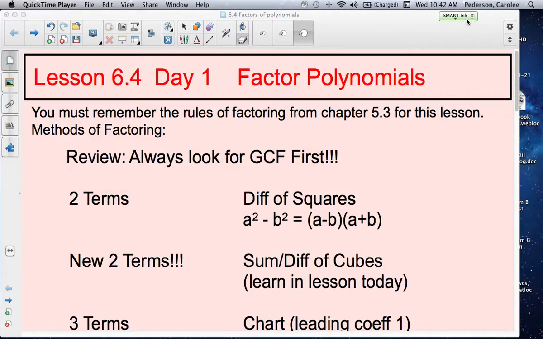This is 6.4 day 1, factoring polynomials. This should be a nice review for you today from lesson 5.3. You don't need to write this slide down.